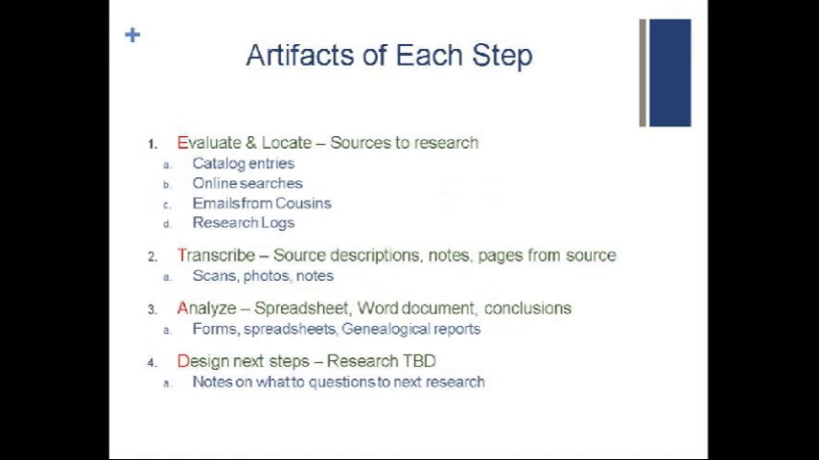So here are a few of the artifacts of each step. I believe they're going to put this PowerPoint out where you can get it as a handout. So you want to evaluate and locate. Well, that's usually library catalog entries. It's usually online sources, searches and emails from cousins, or research logs. That's all these evaluate and locate records.